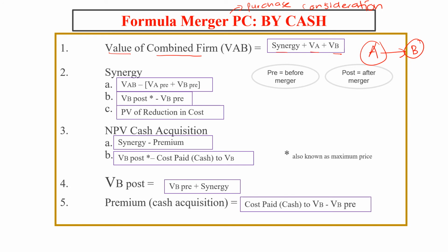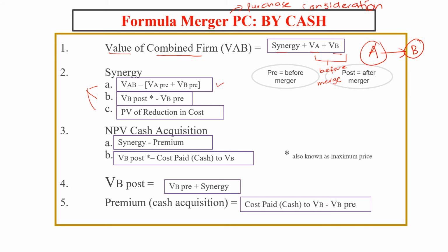Kita boleh dapatkan the amount of synergy dari 3 situations, antara A, B or C. This is based on the information given. Kalau info yang bagi, you boleh pakai this one, you have to calculate by using this formula. So, apa-apa pun yang berkaitan, kena check balik dengan the information given. So, kalau dia bagi PV on the reduction in cost, then you have to follow the information. Okay, so VA and VB on this one is the value before merge. So that's why synergy plus value of company A before merge plus value of B before merge.